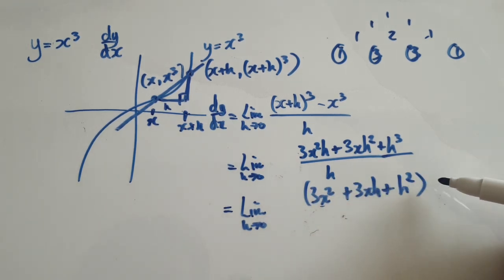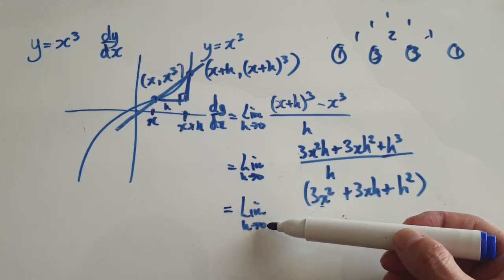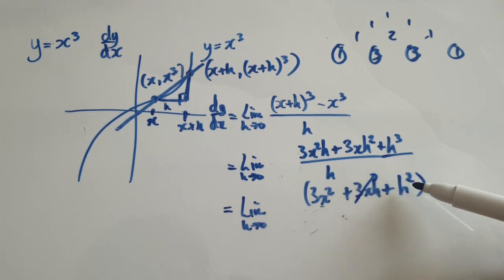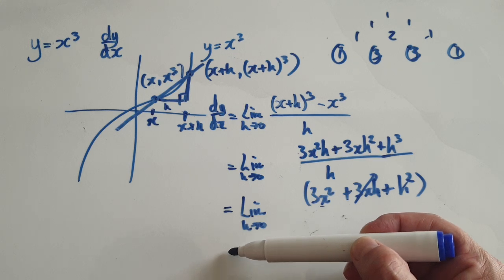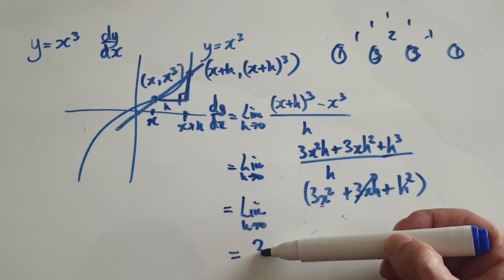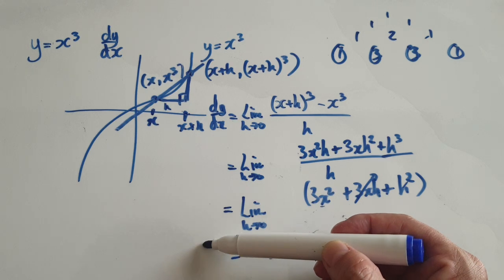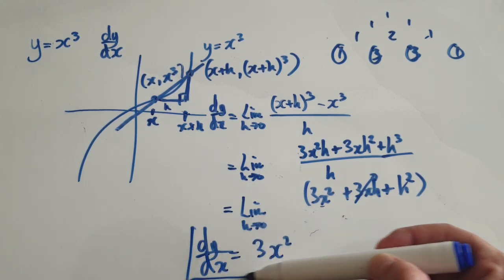So the limit of this thing here. Now take the limit as h tends to 0. So you would put 0 into the h. So 0 times x times this thing here would disappear. Put 0 into here, this thing would disappear. All that would be left would be this thing here, 3x squared. So your dy by dx, the true gradient, is given by this thing here.